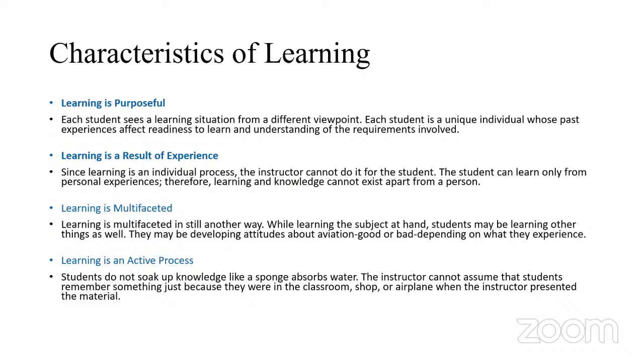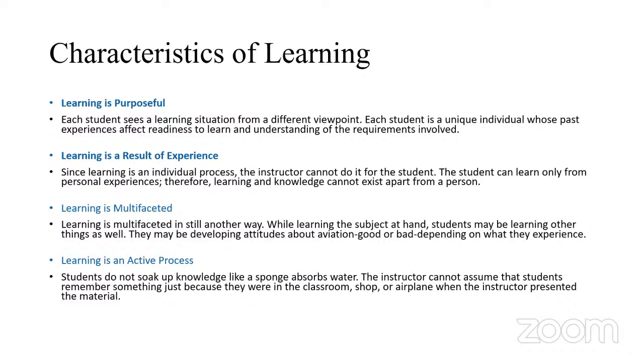The next one is learning is a result of experience. That means, see, though we say teachers should teach like this, you should have good teachers, you should send children to good schools and good colleges and things like that. Ultimately, learning is an individual process. No teacher, no school, no college can do for a student what the student can do for him or herself. So the student should learn from personal experiences. That means, what knowledge are you acquiring? What skills are you acquiring? So knowledge and learning cannot exist apart from a person. They are part and parcel of that person itself.